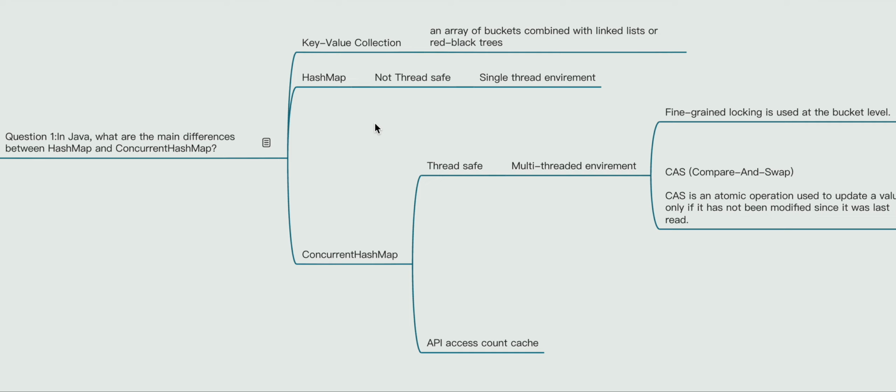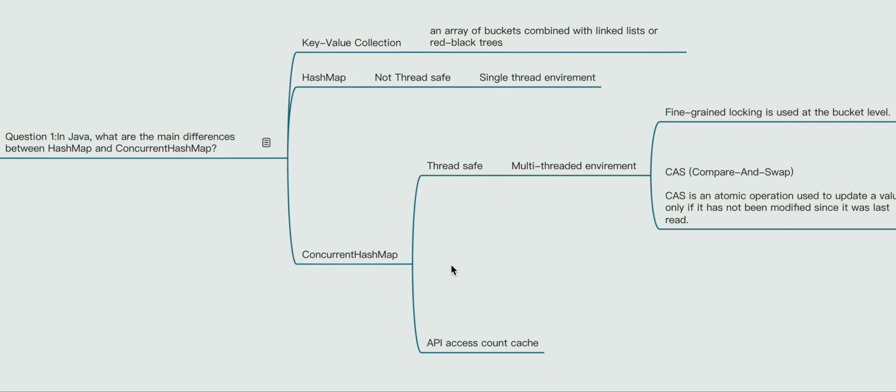When we're talking about the difference, I think you might think of thread safety. Of course, HashMap is not thread safe, and ConcurrentHashMap is thread safe. But I think this difference is caused by the design purpose. HashMap is designed for a single-thread environment, so it doesn't need to consider thread safety. It just aims for the best efficiency.